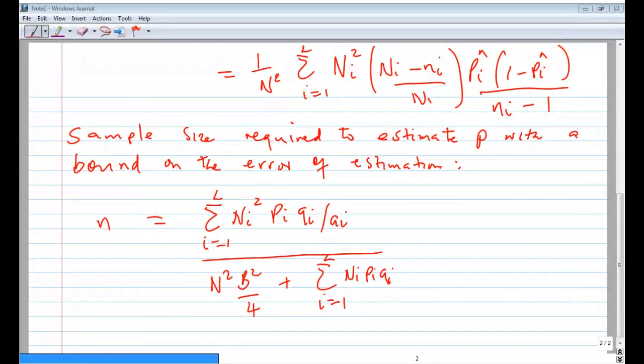Okay, so in this regard, you know that our ai stands for what? If you still recall, ai is the fraction of observation, the fraction of observation for stratum i.